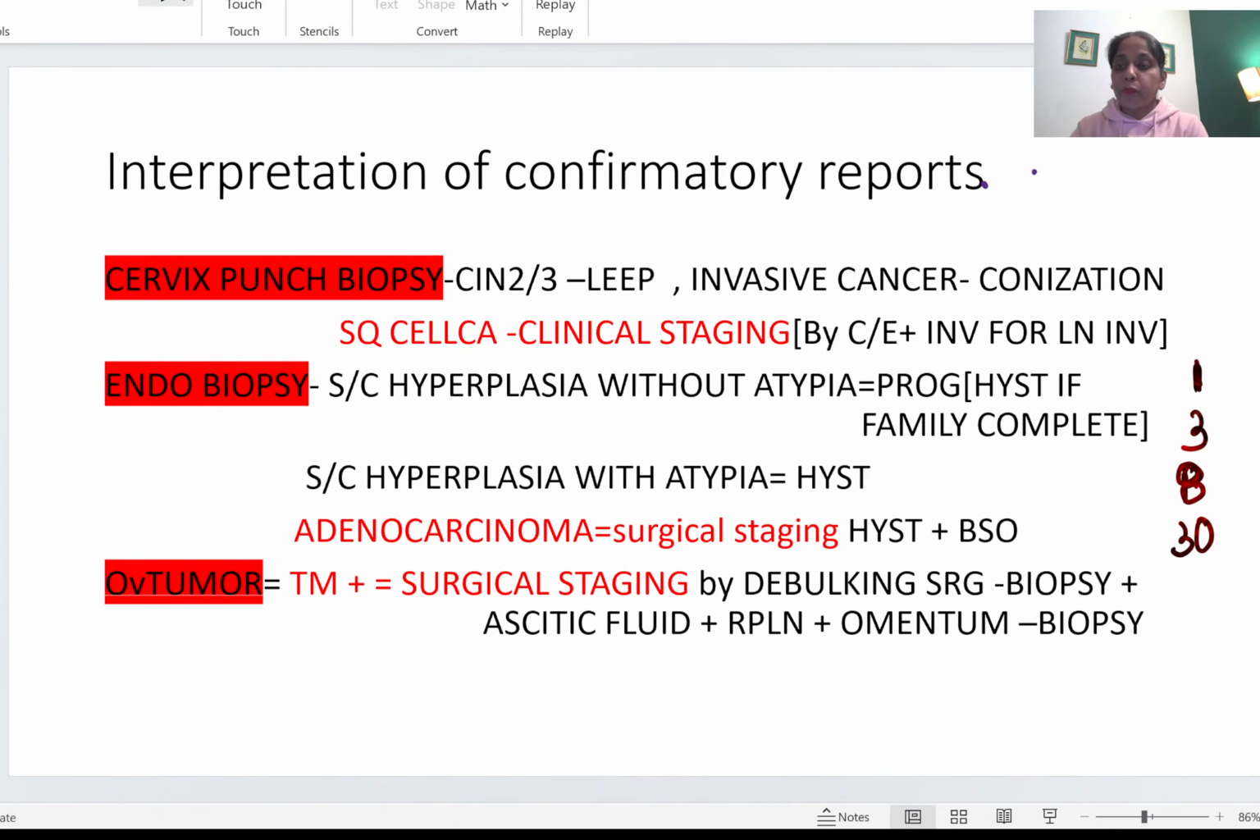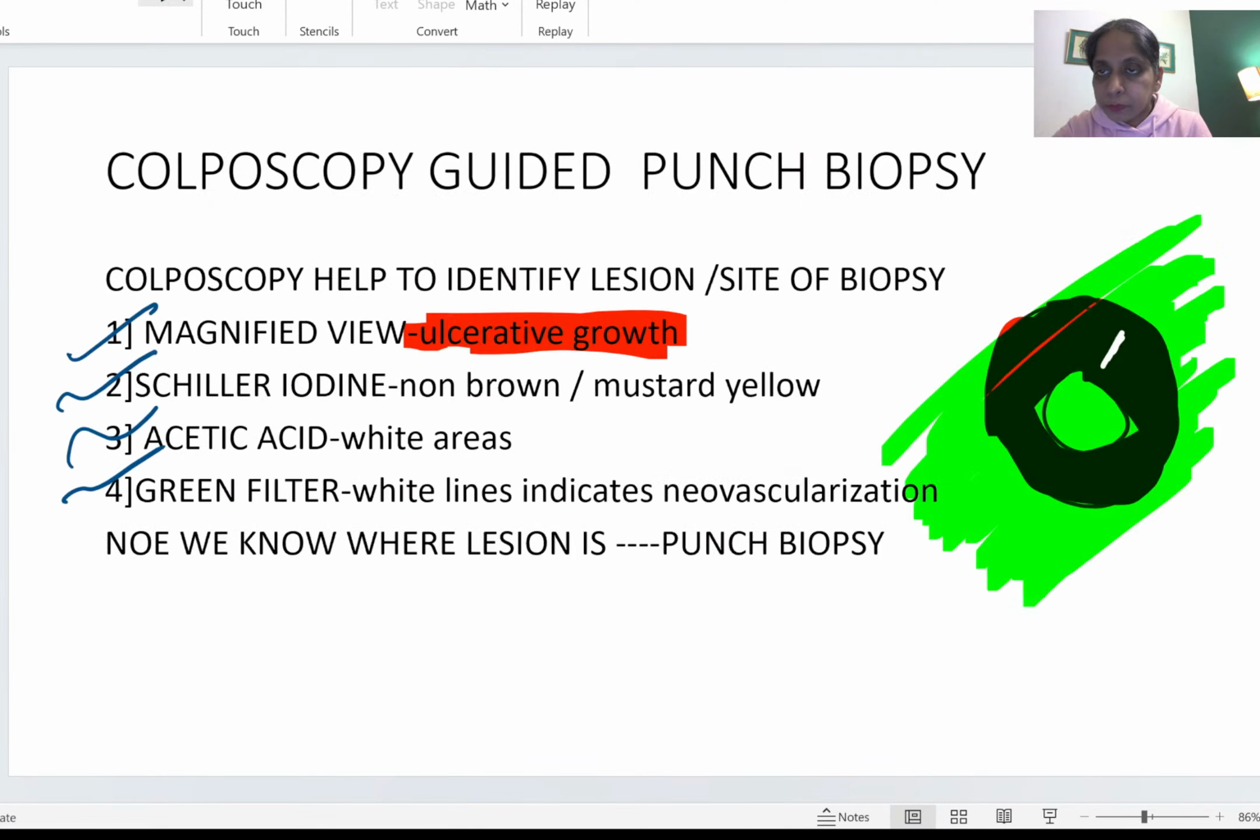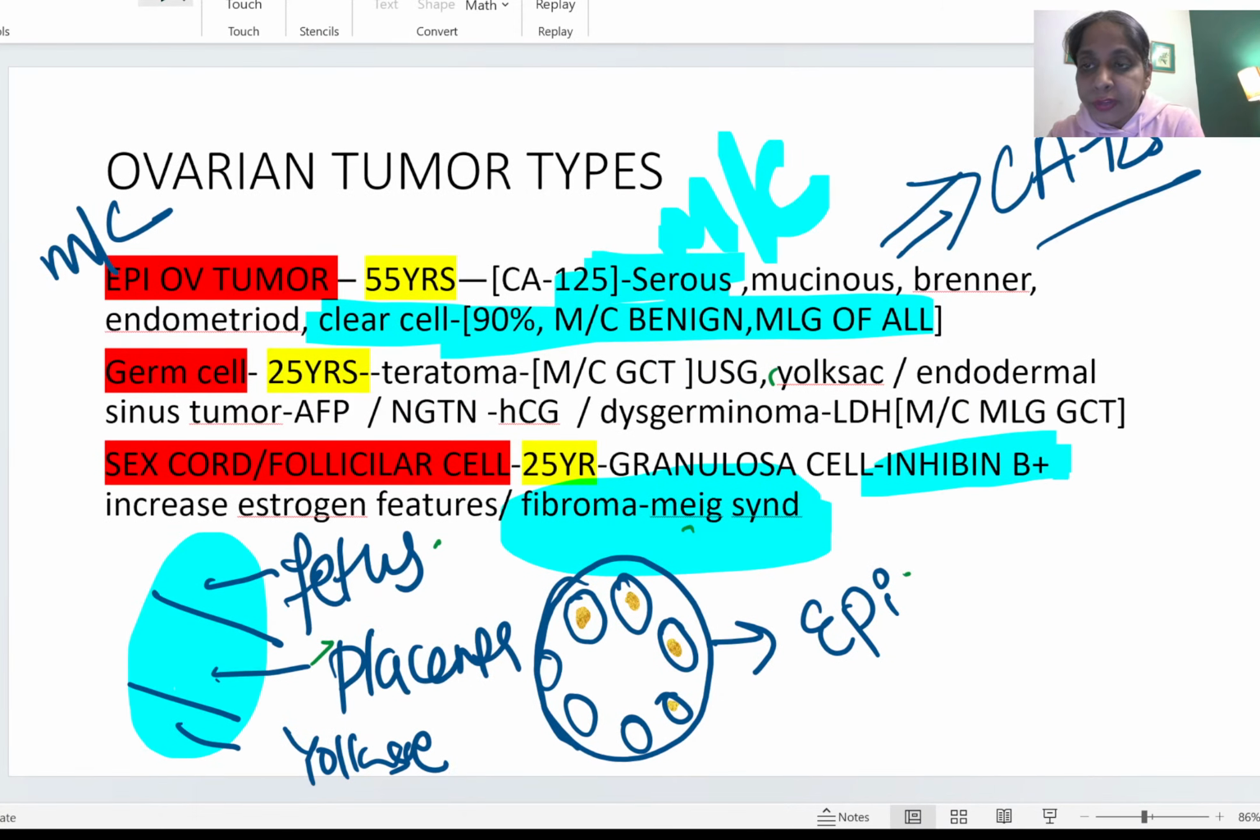So now we know the confirmatory test reports, how you will confirm the testicular tumor and all those things. Now I would like to tell you how you will interpret the report of the various tests.